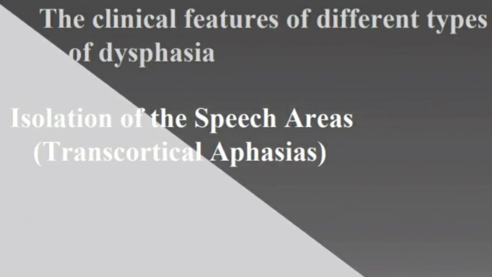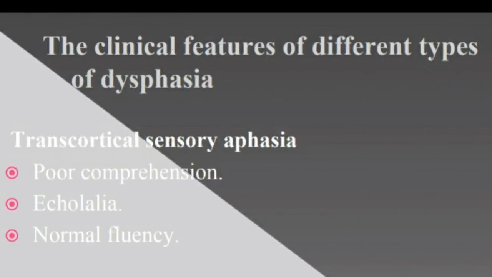Now, isolation of the speech area. It is called transcortical aphasia. There are three types. Transcortical sensory aphasia is when Wernicke's area is disconnected from the other speech areas, or from the whole language area. So there will be poor comprehension and echolalia while there is normal fluency.